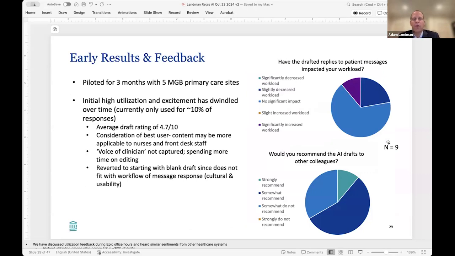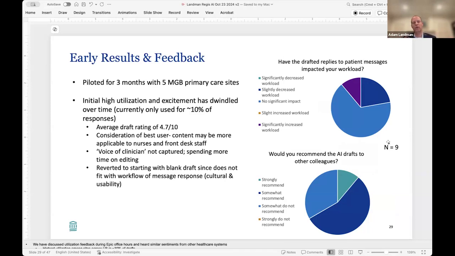And so we started with a small pilot of 5 primary care practices across our system. And the first day, I got amazing feedback. People were like, wow, this thing works so well. We love it. But over time, what we found is that that initial excitement really dwindled. Over time, we actually saw that only about 10% of the draft messages were actually being used. The rest they were ignoring and starting with blank messages. And when we surveyed them, the AI-generated drafts got an average rating of like 5 out of 10.